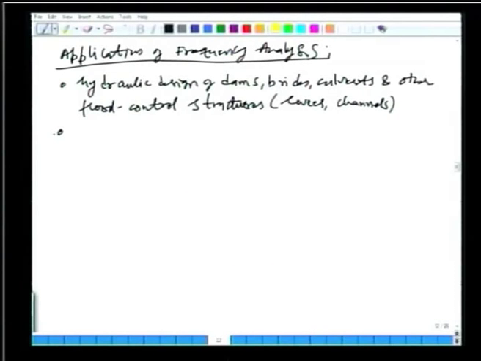Number 2 is to determine the economic value of the flood control projects.